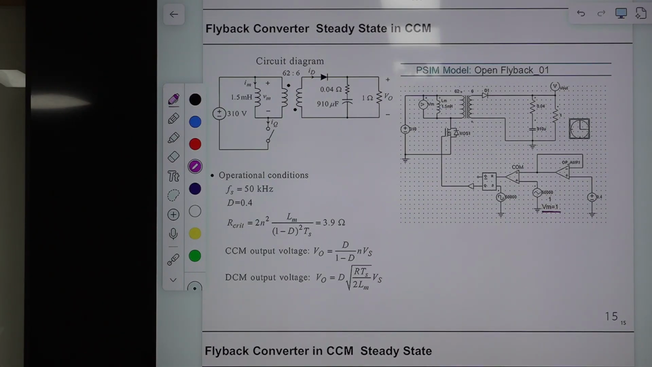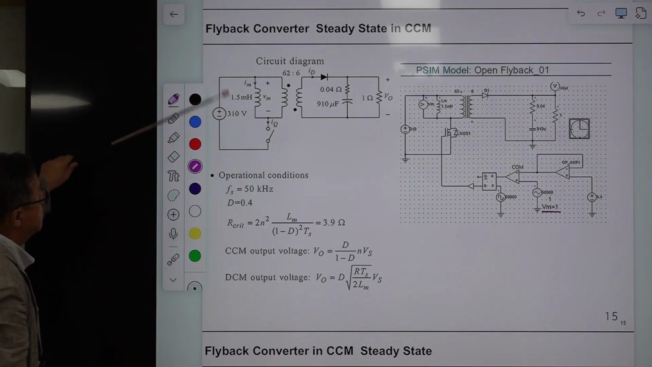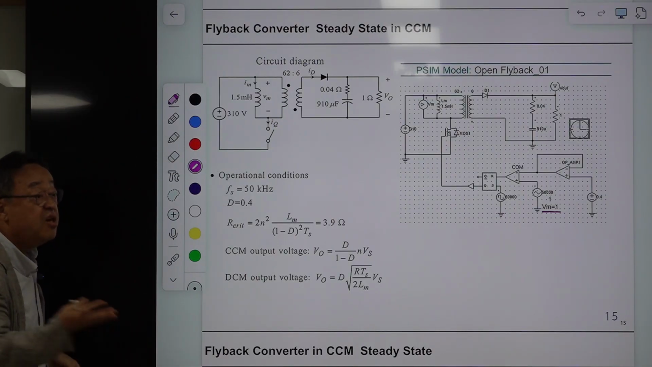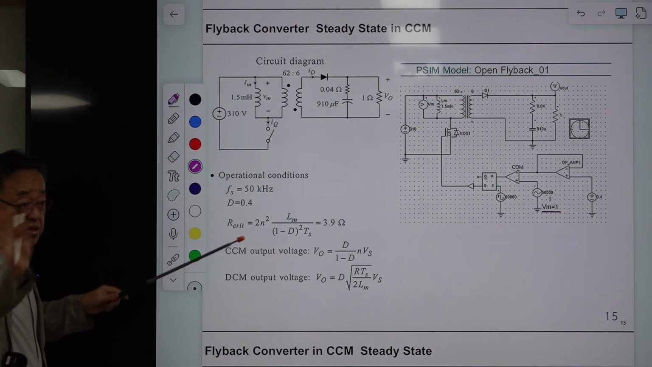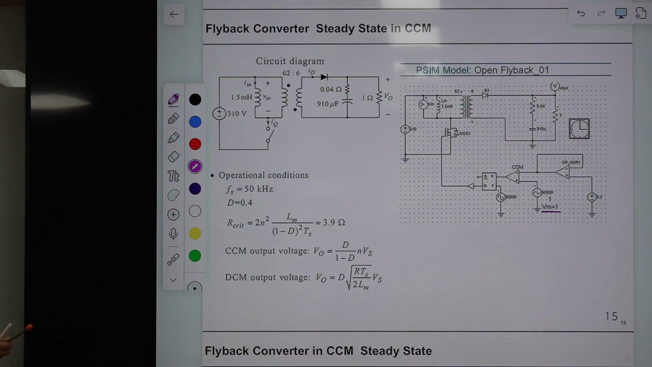Okay, so here is one example, a circuit diagram. We'll be using this converter somewhere. This is very important. We are using this parameter in a real converter. This isolated current mode control optocoupler thing. Okay, it's the same parameter.